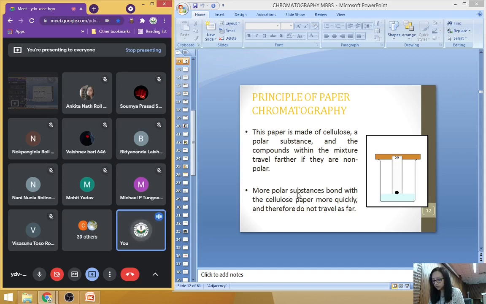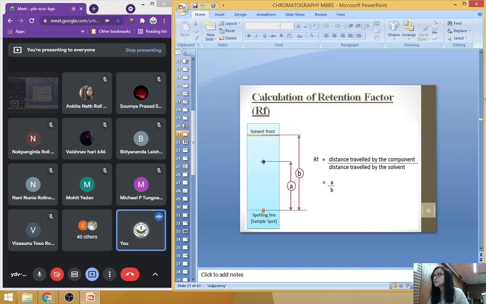Okay, so what you have to remember is paper chromatography should be conducted in a closed system because temperature, humidity, and other dirt can affect the retention factor. What is retention factor? It is the distance traveled by the component divided by the distance traveled by the solvent. So when you know the retention factor of that sample, then you will be able to identify that sample.